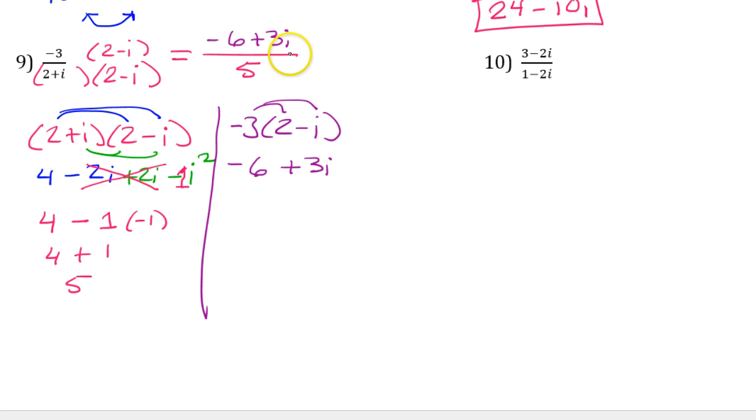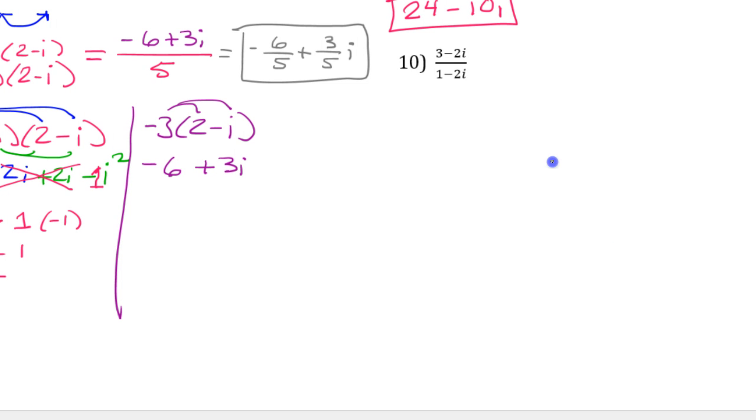Now this is essentially the answer, but we are supposed to split this up into two separate terms by writing the 5 underneath each one of these two terms. So this will be the same thing as having negative 6 over 5 plus 3 over 5 i. I just wrote the 5 under the 6 and again under the 3. Alright, that's how you should write your final answer for number 9. Number 10 is going to be almost the same thing.